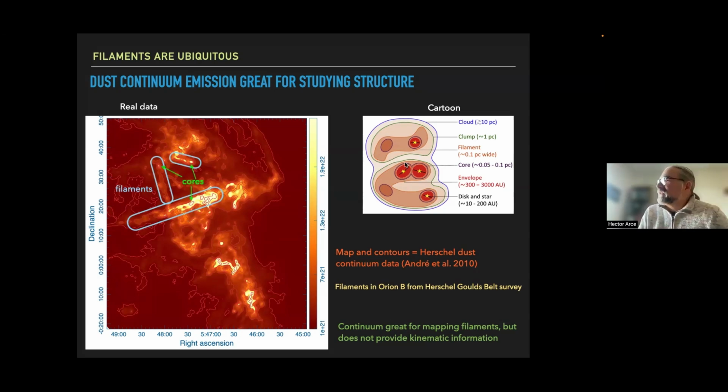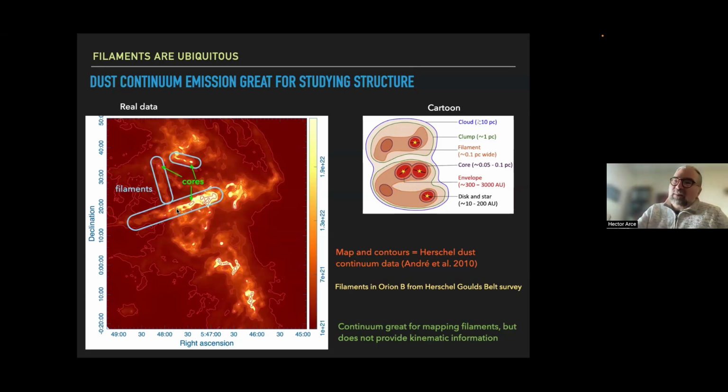And in real life, the filaments are not this pretty like here. This could be identified as a filament, and this could be identified as a filament. And inside those filaments, we have those cores, which in dust continuum maps are seen as overdensities, regions or blobs that have higher intensity than the background.